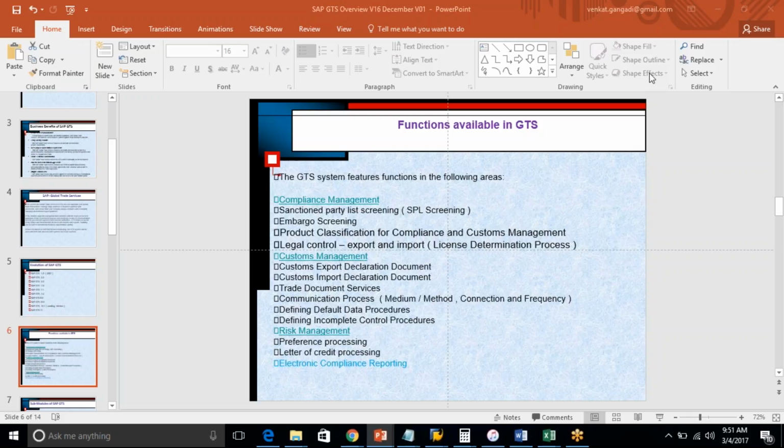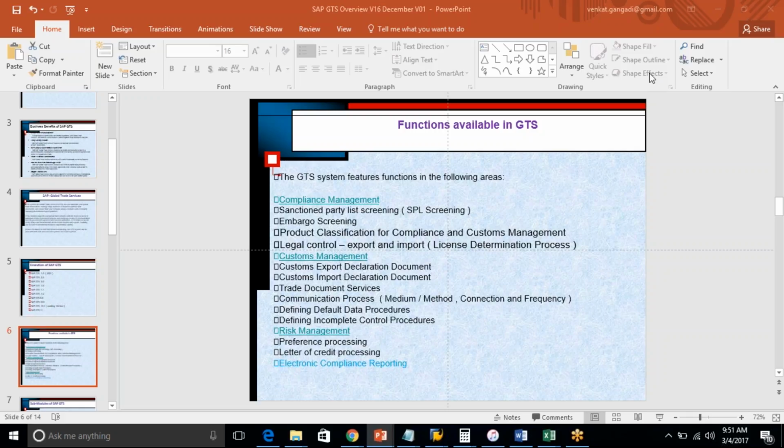That means, like 4 to 5 years back, from 2001 to 2013, if any company implemented the SAP GTS module, they might have only implemented compliance management. So that means people realized the benefit of compliance management to that extent.